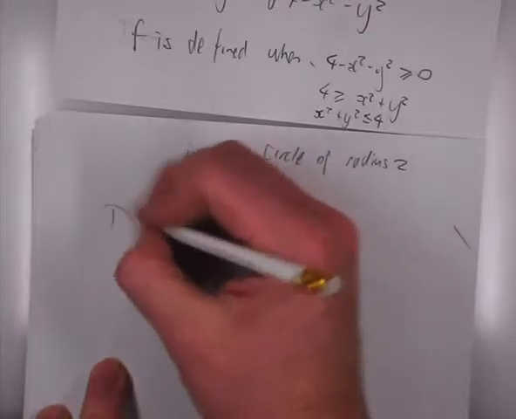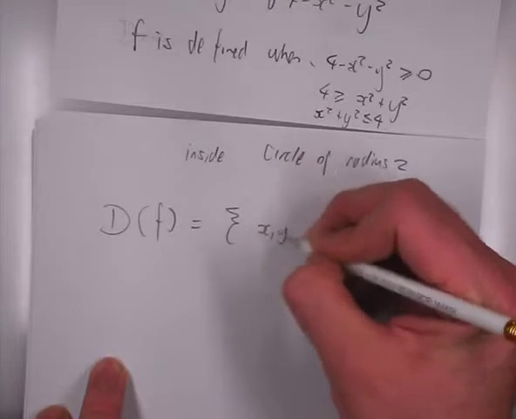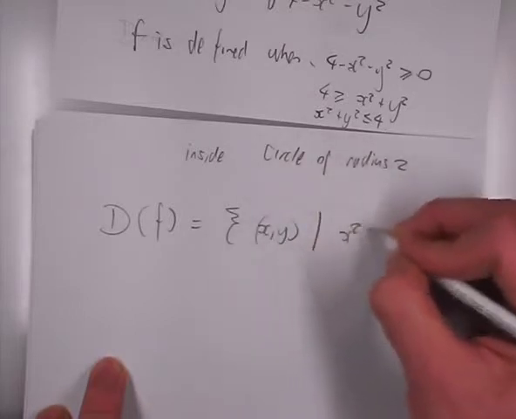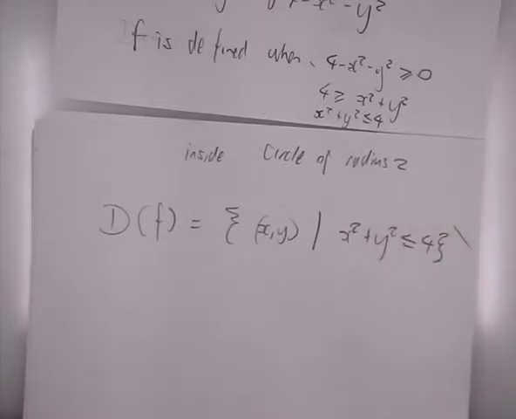So my domain of f, when I write it on page, it's the set of x's and y's such that x squared plus y squared is less than or equal to 4. There's no other way to describe it. I just have to write it as that formula.